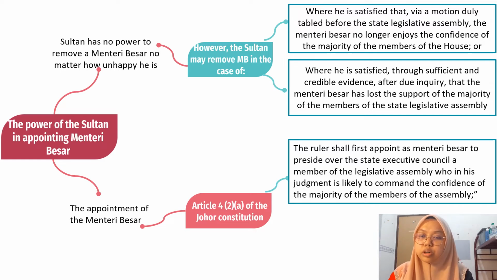According to Article 4, Clause 2, Paragraph A of the Johor Constitution, the ruler shall first appoint as Menteri Besar, to preside over the State Executive Council, a member of the Legislative Assembly who in his judgment is likely to command the confidence of the majority of the members of the Assembly. It means that when the party which obtains the majority of seats in the general election decides to nominate one of its members of the Assembly for appointment as Menteri Besar, the ruler has no discretion but to appoint him.